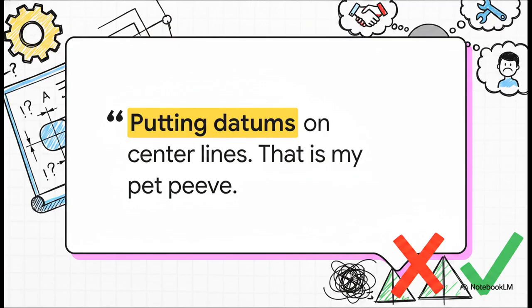When drafting errors like this creep into a blueprint, you end up getting 5 totally different interpretations from the client, the machinist, and the vendor. And look, we want zero ambiguity here.